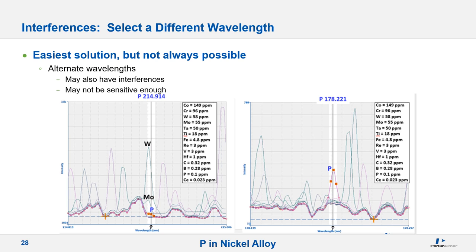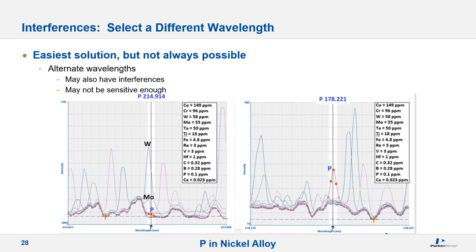We took the composition of the alloy after it had been digested and prepared for analysis and made single element solutions of each component, as seen in this box. We had to measure phosphorus at 0.1 ppm, so we prepared that also. We then ran each solution individually while monitoring four different phosphorus wavelengths in radial mode. After running all solutions, we overlaid all the spectra.